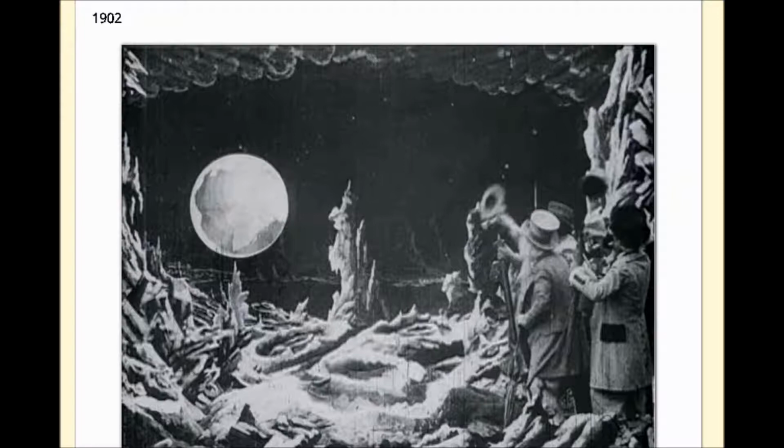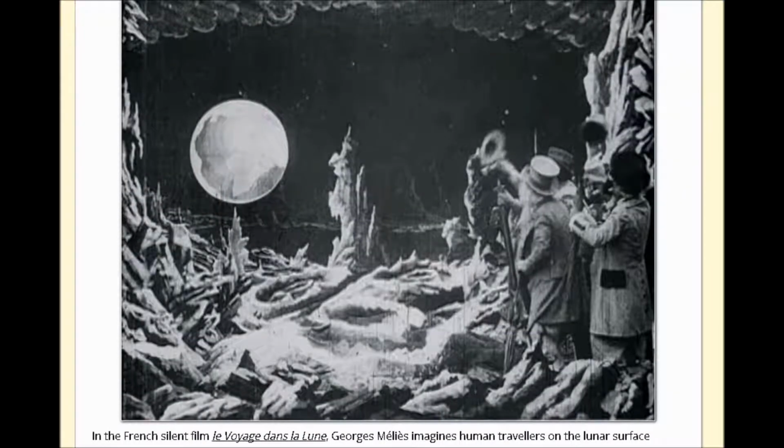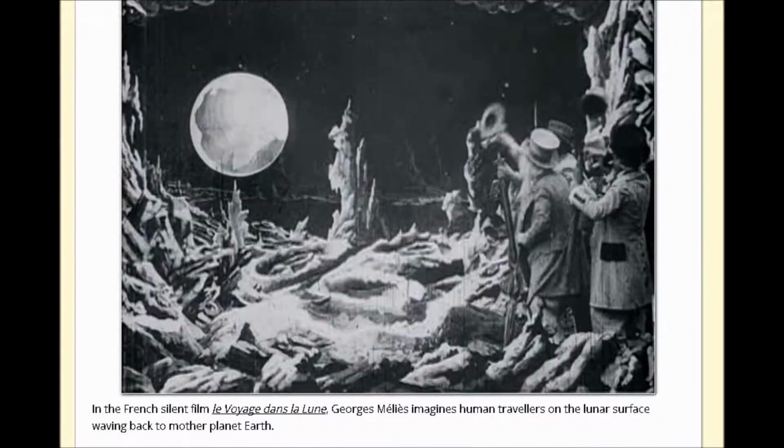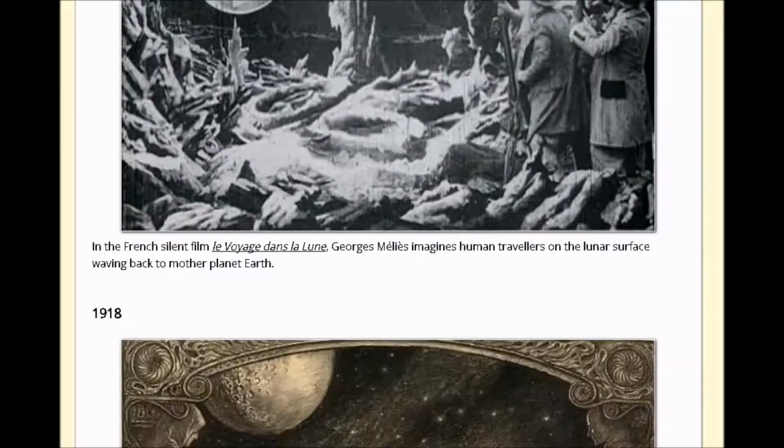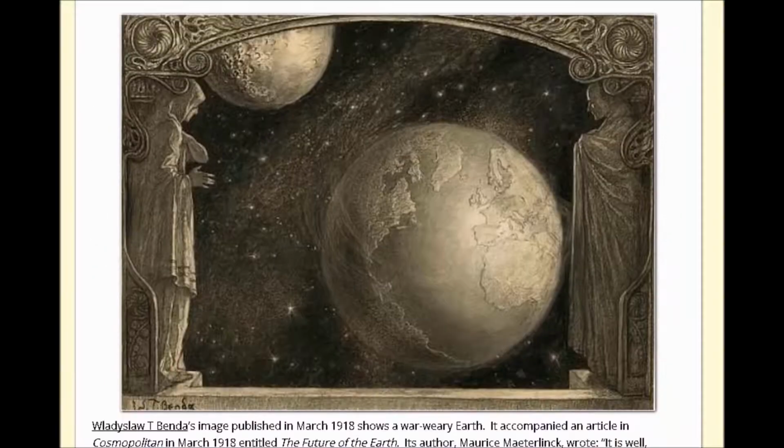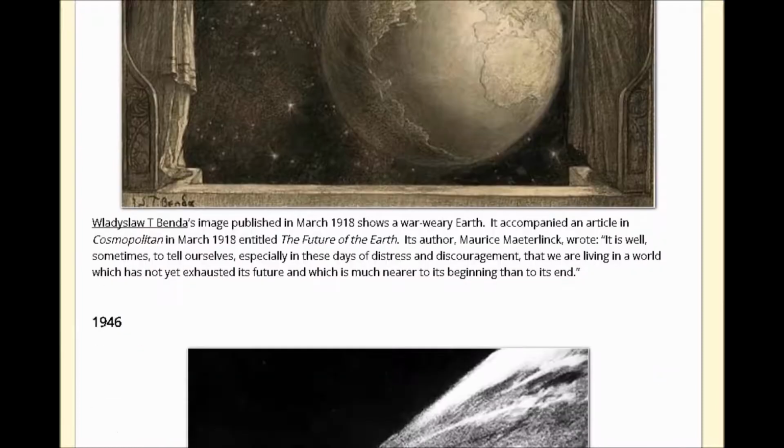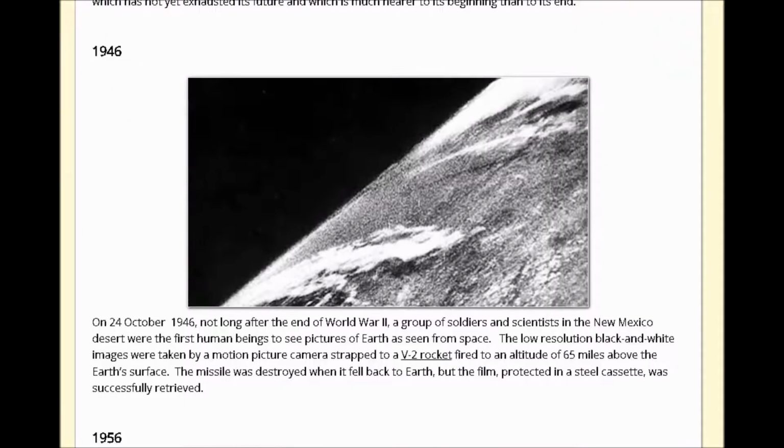1902, again, we have the Earthrise, so pathetic, the programming here. 1918, this Władysław, however you pronounce his name. And then we come to the 1946 V2 rocket shot, which this could actually be a legit photograph from a balloon or that V2 rocket they claim it was taken from. Either way, it doesn't really matter. It shows a flat horizon anyways.